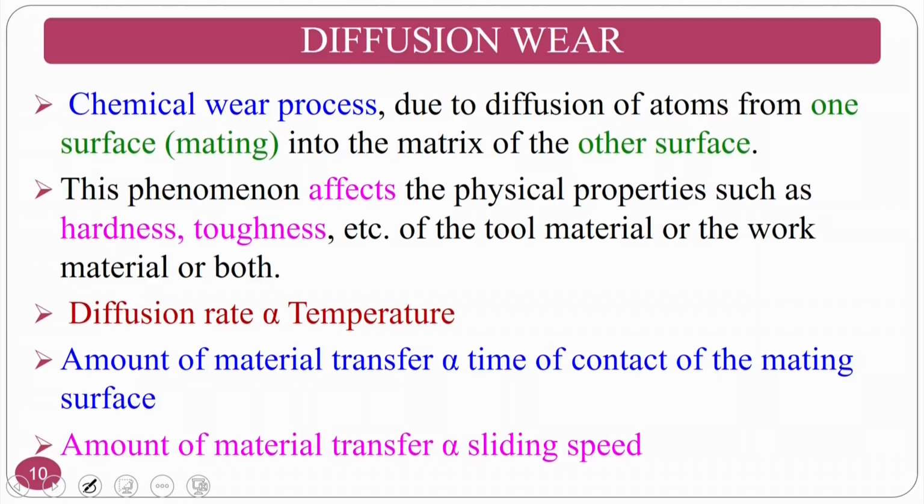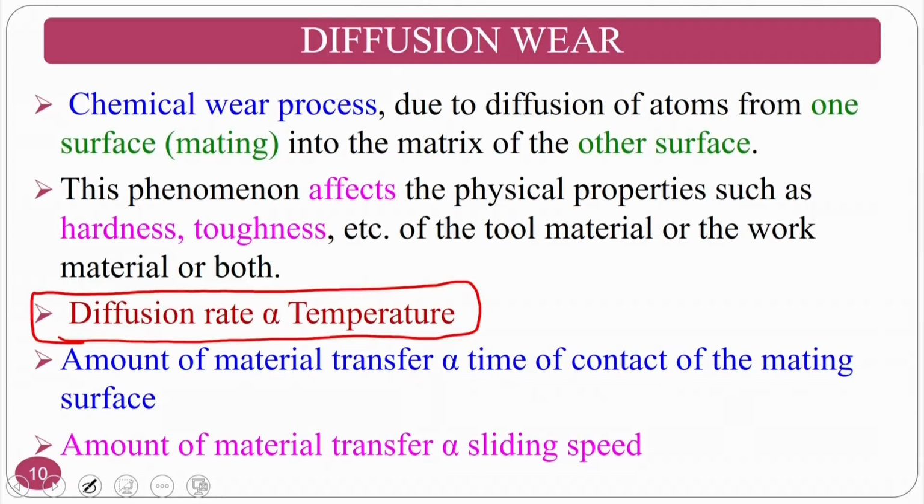If the partial atoms of the workpiece chip go to the lower concentration, that is, here in the chip it is a higher concentration of the workpiece material and the lower concentration is the tool material, so if it goes, that is nothing but the diffusion. In this chemical wear process, atoms from one surface go into the matrix of the other surface. The phenomenon affects the physical properties such as hardness and toughness of the tool material. Normally, diffusion is proportional to the temperature. At high temperature, the diffusion will be very high. So, the initial step of the adhesion may also be called the diffusion process.